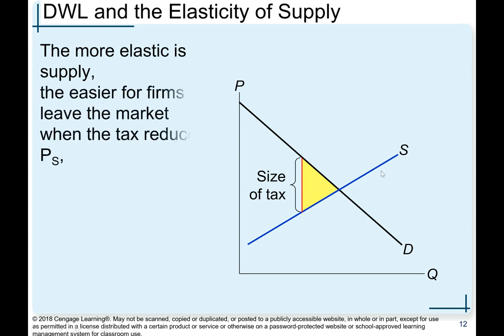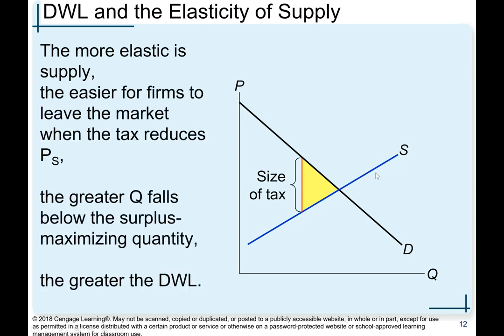When supply is elastic, as you can see, the supply curve is fairly flat. That means elastic. The more elastic supply is, the easier it is for firms to leave the market when the tax reduces producer surplus. The quantity falls further below the surplus-maximizing quantity. In other words, when suppliers have a choice and can leave the market when they want to, when they respond to the tax increase, more of them will leave, and the market shrinks by a larger amount, which means a larger deadweight loss.